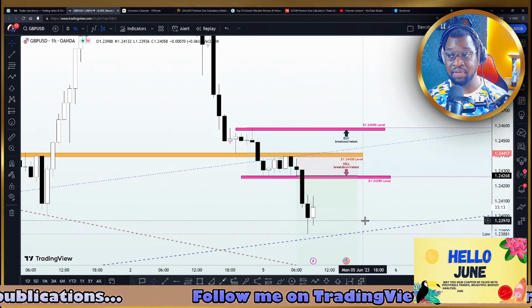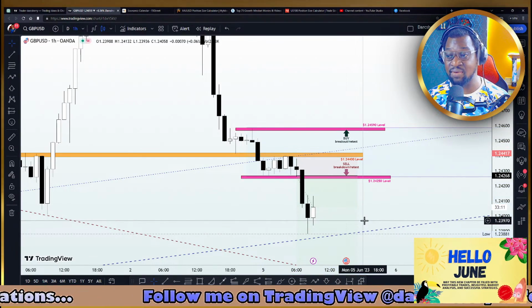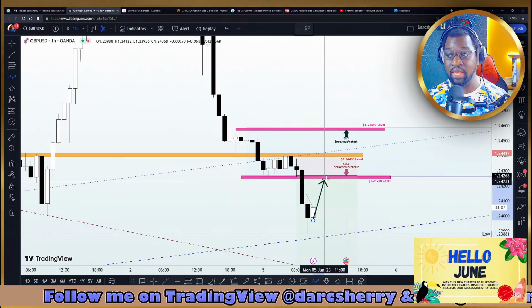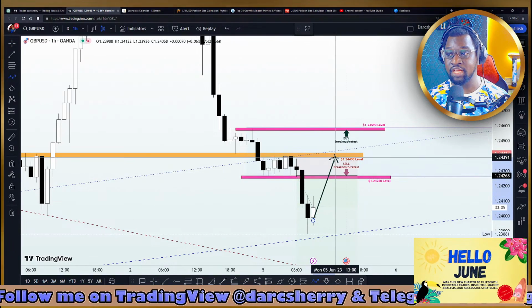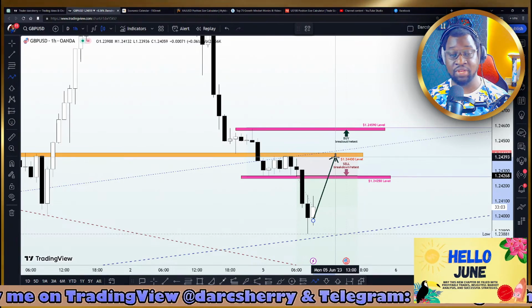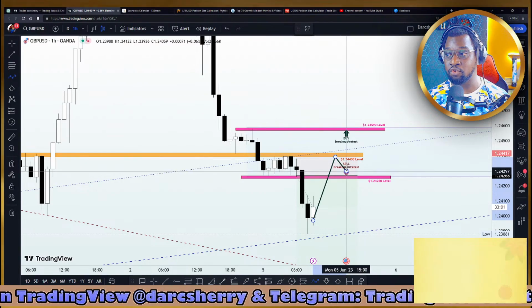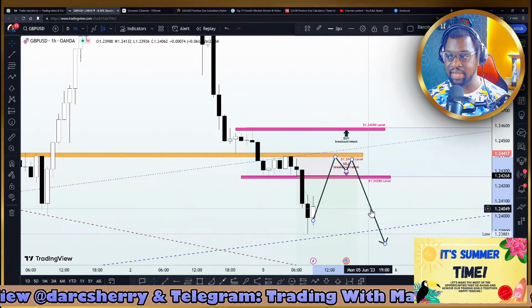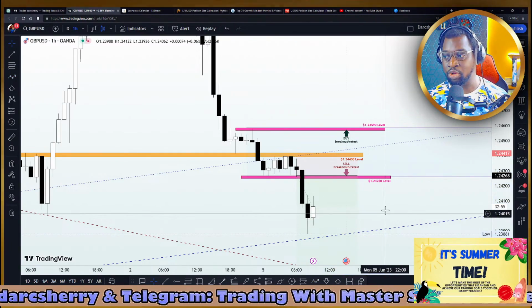So we want to remain patient. This might take about 2-3 hours before it matures. So let's see how it's going to come back. Will it come back into the structure or into the key level here at the 1.2440 area for us to be part of another wave of bearish momentum to the downside? So that is one scenario we are going to be looking at.